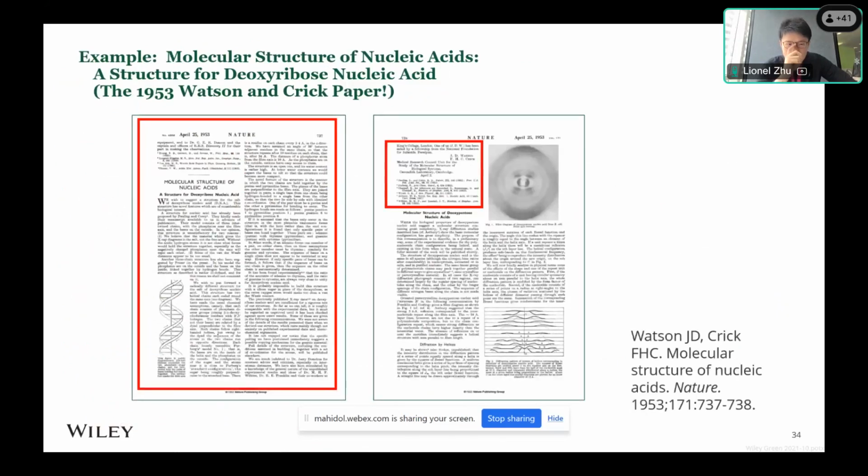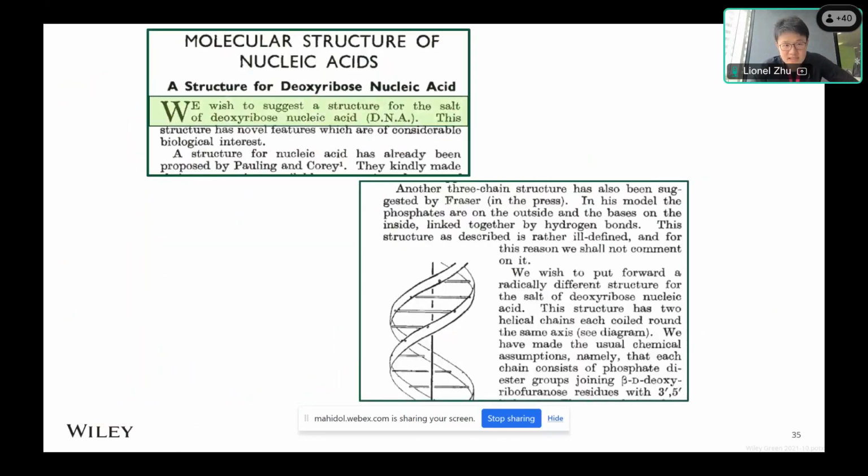Here is one example. This paper was published in 1953 by Watson and Crick in Nature, as they first discovered the structure of DNA. They were saying that we wish to suggest the structure, so what we have done, blah, blah, blah. Then we wish to put forward a radically different structure for the salt, blah, blah, blah. This is a good example of the way we prefer you to describe your motivations and the novelty and significance of your study. This is like a storytelling process.